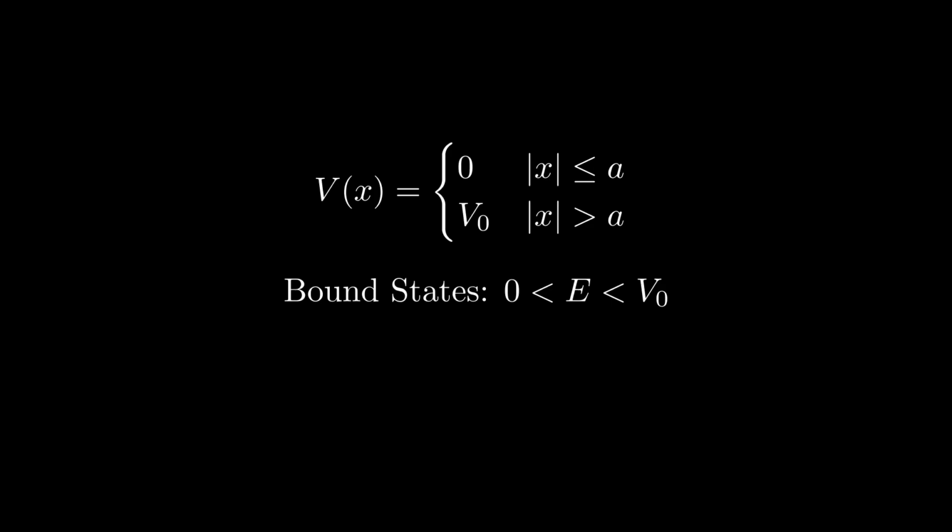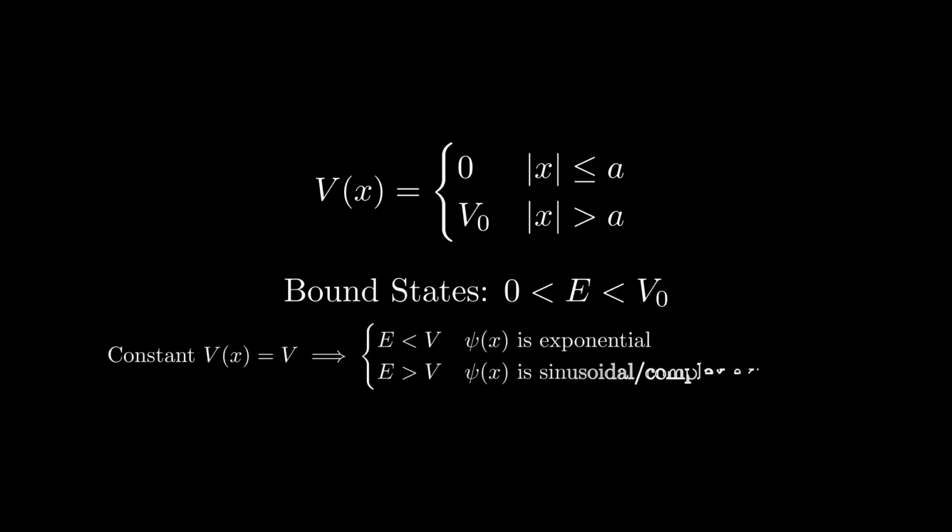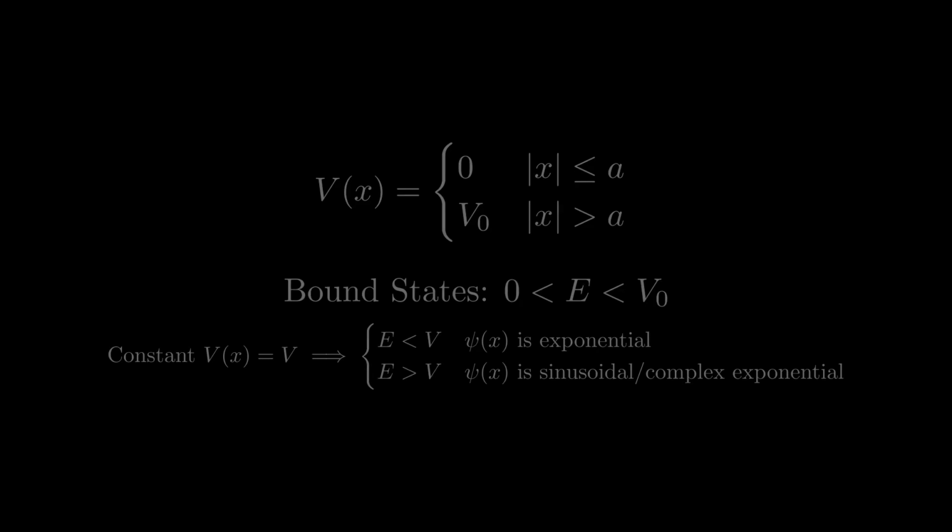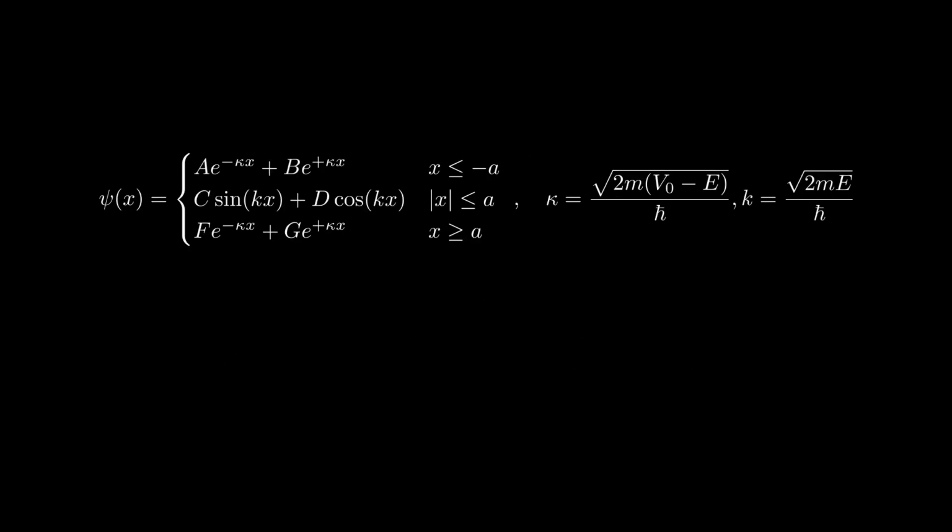As we saw in the previous lectures, if a potential is constant within a given region, we have that E less than V means that the wave function decays exponentially, while E greater than V means that we have a sinusoidal shape, or in other words, a complex exponential. Therefore, based on the constraints imposed on E and the general shape of V, we have that the wave function behaves exponentially outside the well, but is sinusoidal inside.